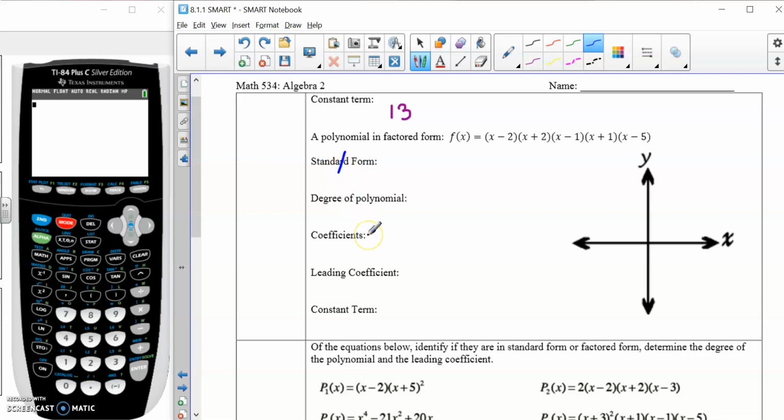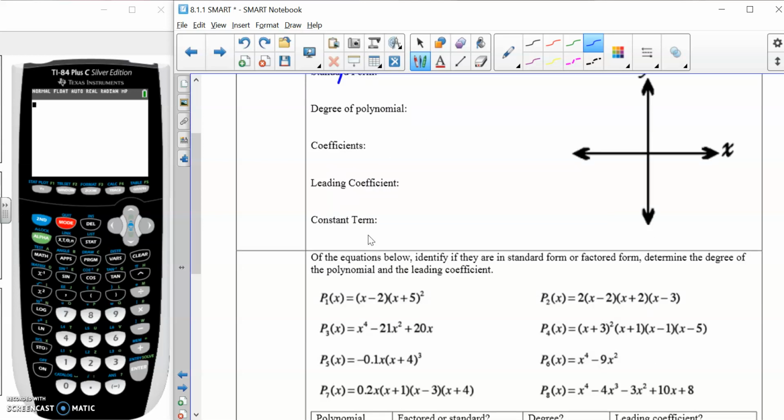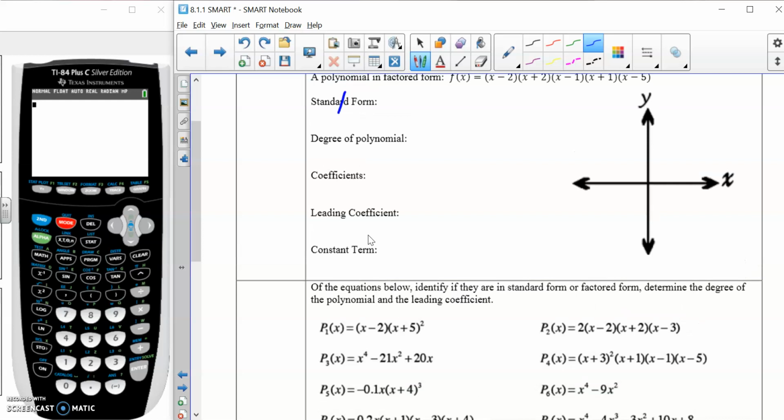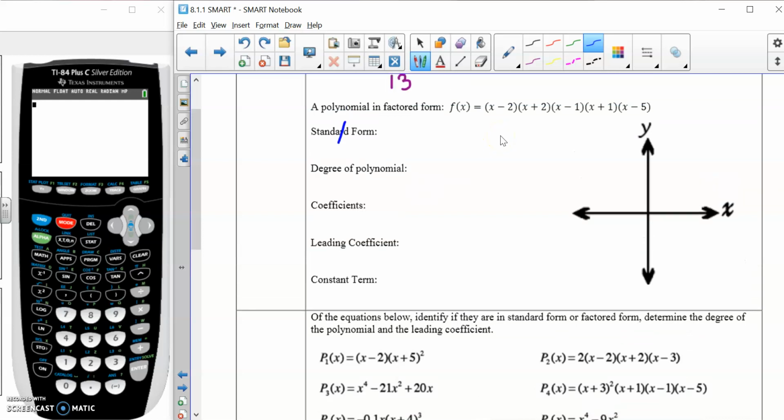Okay, and then the degree of the polynomial isn't so bad to find. Even though we're in factored form, all we have to do is take a look at how many x's are going to end up being multiplied together. So we know we have 1, 2, 3, 4, 5 x's, which is going to cause us to have a term of x to the 5th if we did multiply it all out. And this tells us that we have a degree of 5. If we have 5 x's being multiplied, our degree is 5.